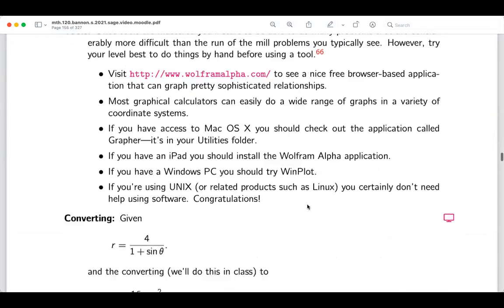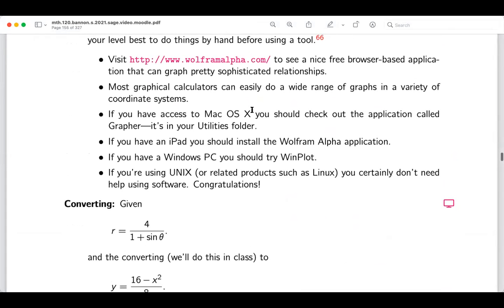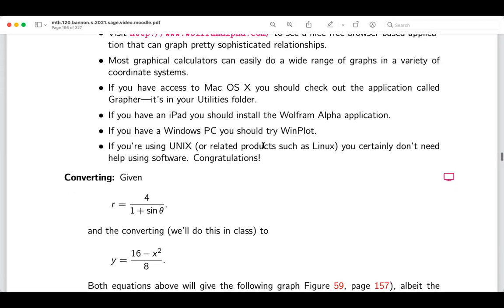Then we talked about graphing, basically a variety of methods. Again, I'm a big fan of Wolfram Alpha for graphing, at least for this material, because it's easy. Graphing calculators can also be used. That includes your cell phone. If you have a computer running OS X, I would recommend looking at Grapher. Grapher is a great application. Wolfram Alpha is a great application for doing problems. If you're running on a Windows PC, a lot of students have told me that WinPlot is good. Give it a shot. If you're using a Unix machine or a Linux machine, probably you don't need to be told what to use. You probably have a good understanding of how software is used.